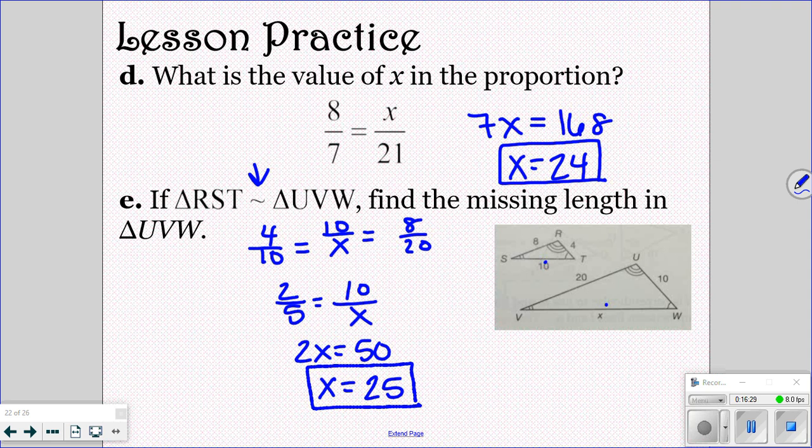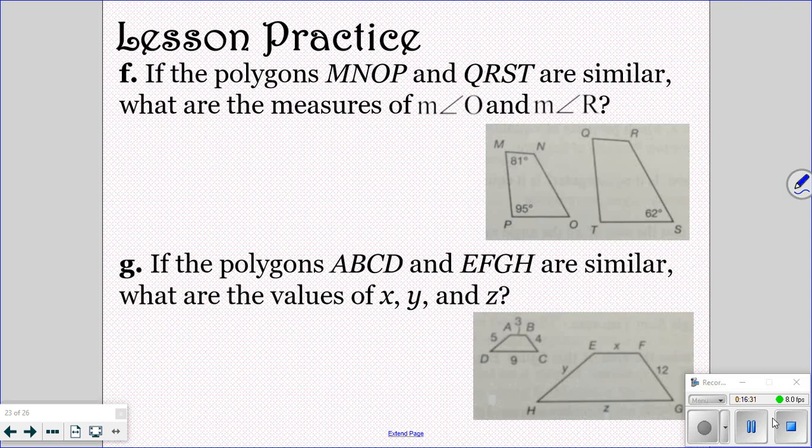Okay, so let's look at these next two. So y'all try these two by yourself, and then we'll go over them after y'all have unpaused the video. So they tell us that these are similar polygons. We want to know the measure of angle O. So O is the third letter, and S is the third letter. So S is 62. So that means that O is also going to be 62 degrees.